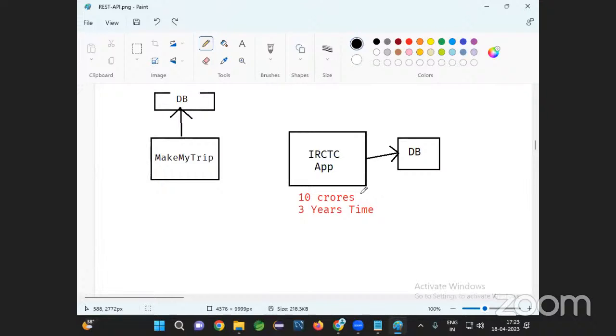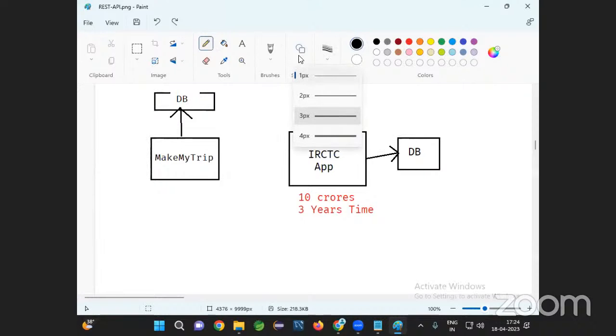Now, can Make My Trip people go and ask IRCTC, we will pay 1 crore, please give the code? Will they give the code or not? They will not give the code because that is their business. Okay, Make My Trip cannot take the code from IRCTC, and Make My Trip doesn't want to develop the same logic again and again. That's where they will come to one agreement.